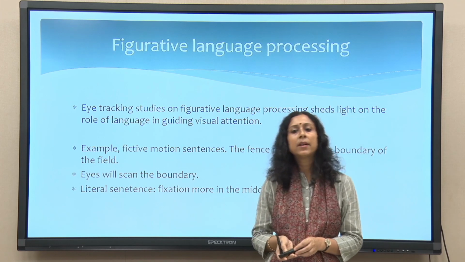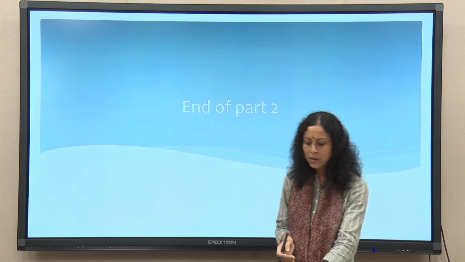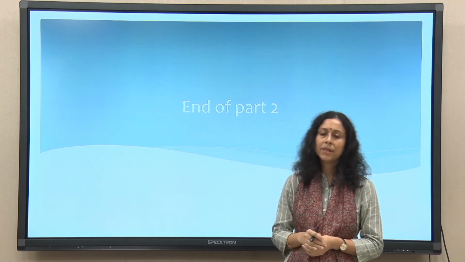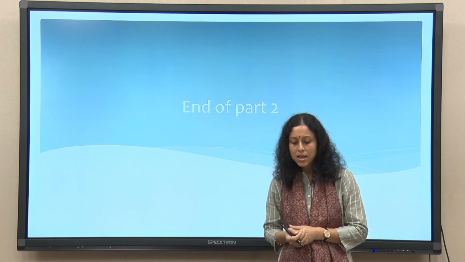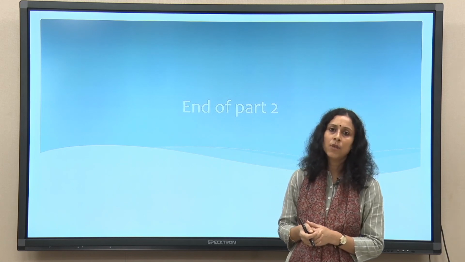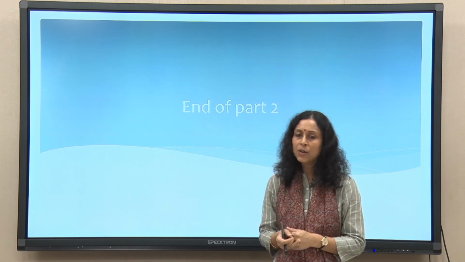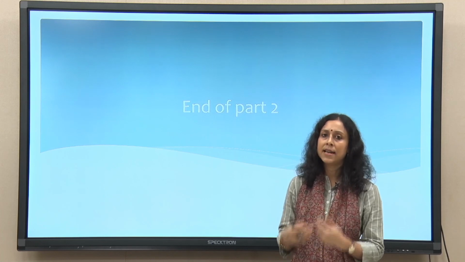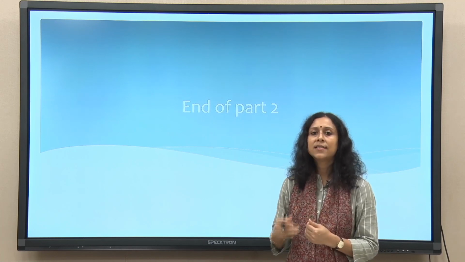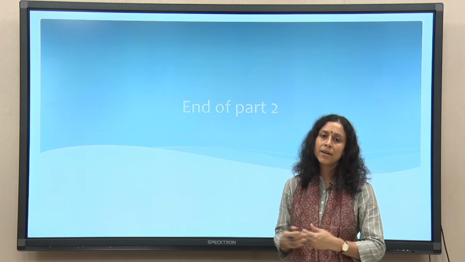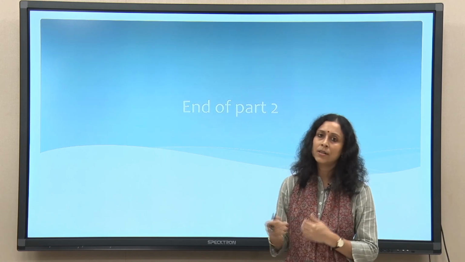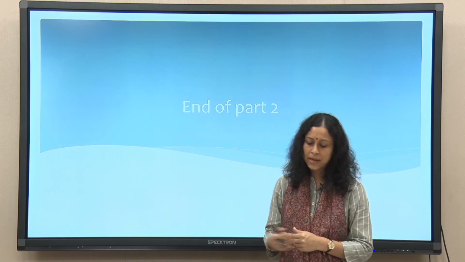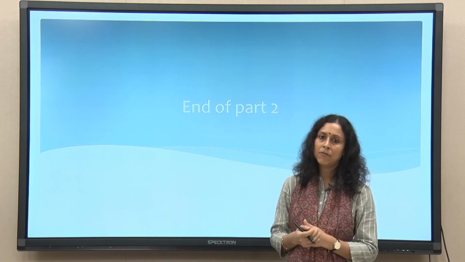So, these are some of the areas that we looked at. This is of course not exhaustive, there are many other domains and many nuances within each of these sub areas, but this gives you an idea as to how language and vision interact in a dynamic way in various types of language processing. We have primarily looked at the word processing level and also at other areas like fictive motion and figurative language processing.